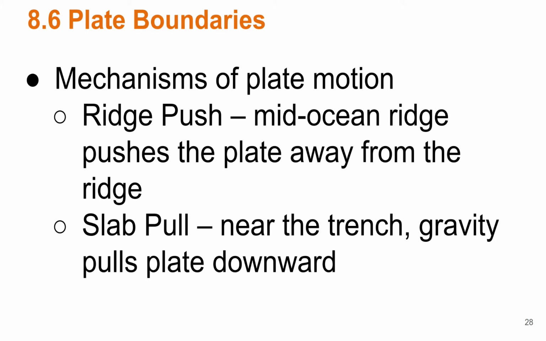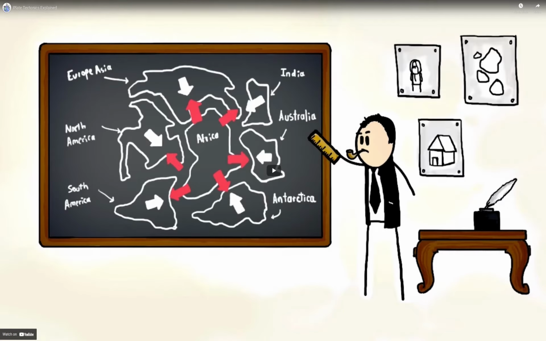This is really more important for lecture. There's a good video about how the plates are moving around. Is it ridge push? The new material comes up and pushes the plates apart. Or is it the old, already subducted slab that's cold and dense that's pulling the rest of the plate down behind it? I've included this video. It's a brief introduction to plate tectonics. I highly recommend that you watch it.